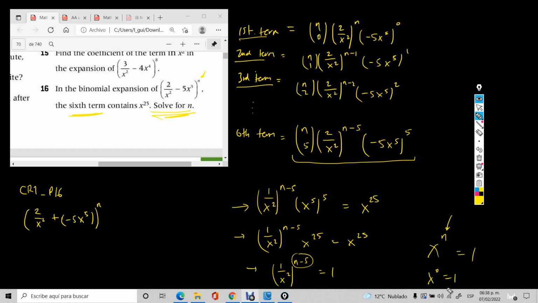Because x to the 0 is 1, and we know that, right? So this exponent should be 0 because this fraction to the 0 will be equal to 1. So n minus 5 should be 0, and so n should be equal to 5, period.